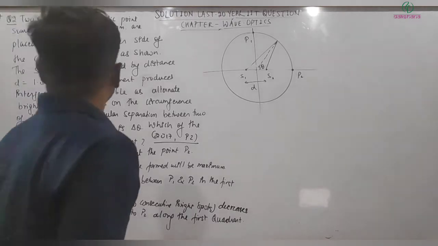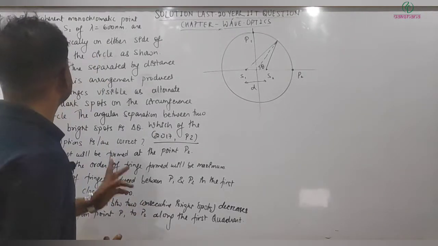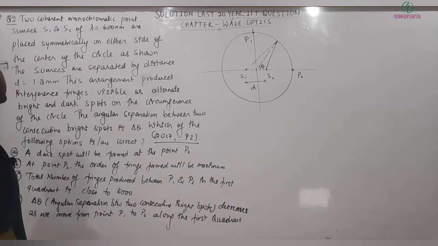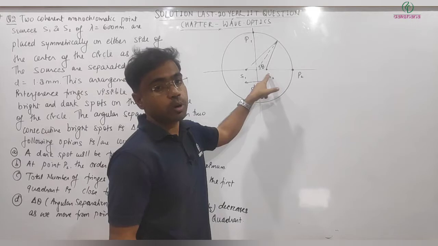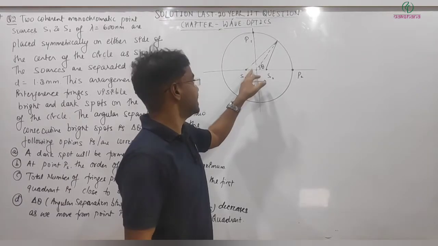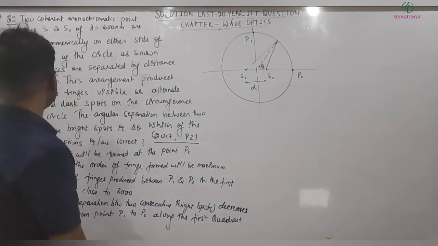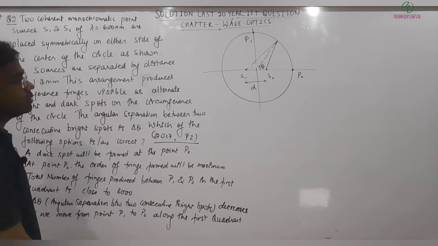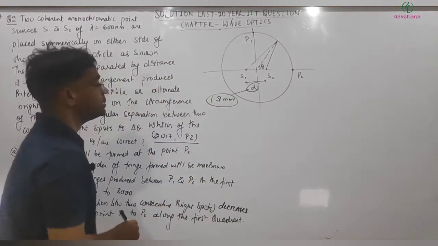Okay, so the next question here was asked in 2017 in paper 2. Let me read it. Two coherent monochromatic point sources S1 and S2 of wavelength lambda 600 nanometer are placed symmetrically on either side of the center of the circle. So this is the center of the circle, and they are placed symmetrically like this, and the sources are separated by a distance small d, which is mentioned as 1.8 mm. This is the separation between sources.